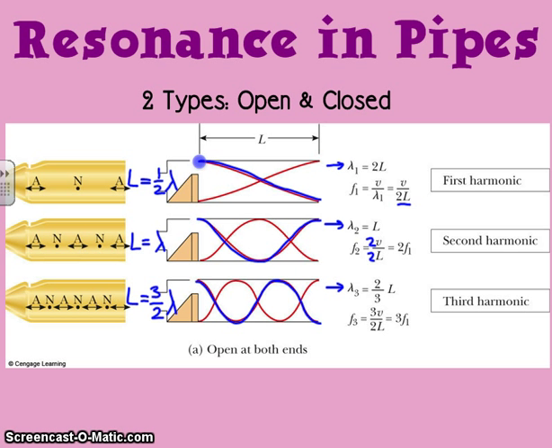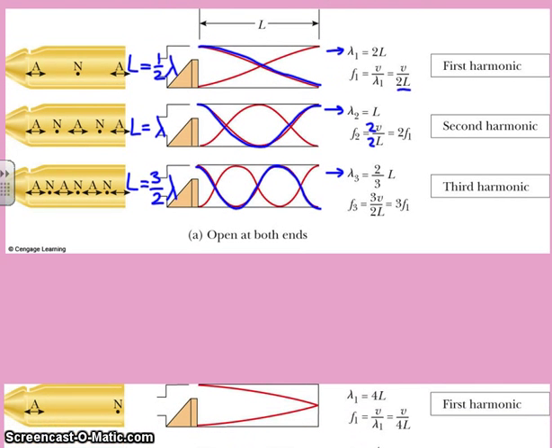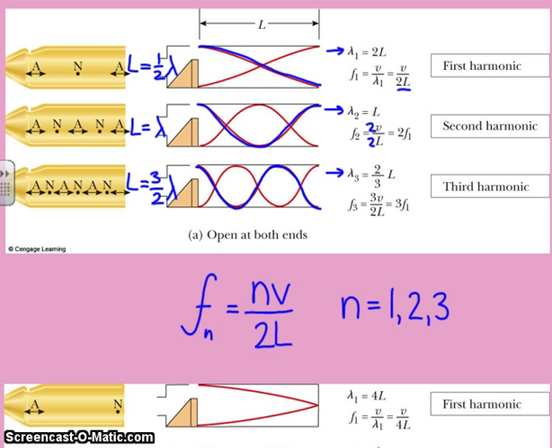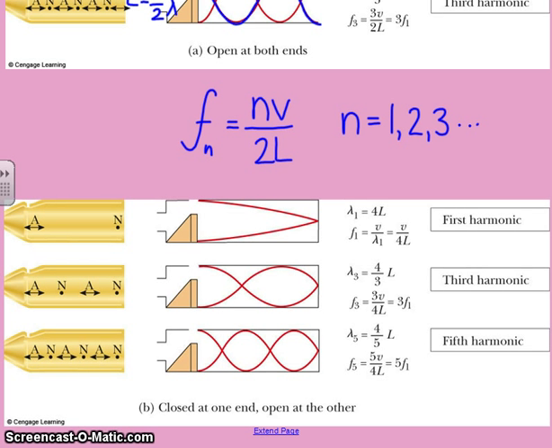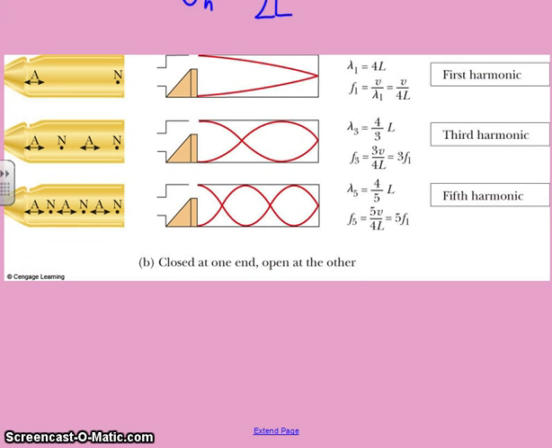It follows the same pattern as the previous one. Therefore, it has the same equation. The frequency of the nth harmonic equals nV over 2L. And again, n can be any positive integer. Closed pipes are a little different. So let's look at those next.